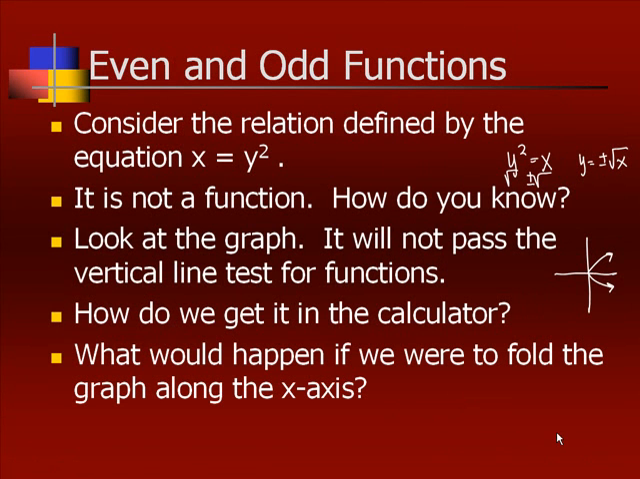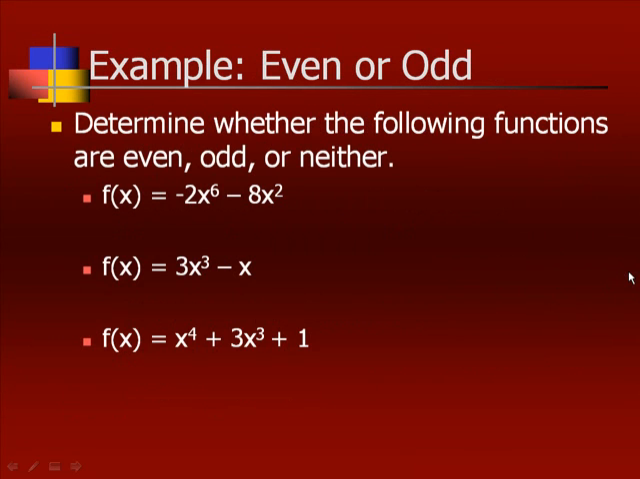Now, what would happen if we folded the graph along the x-axis? Well, these two, because one was right above it and one was right below it, and if we folded it along the x-axis, then we would get the same thing. Do you want to think what that's called?